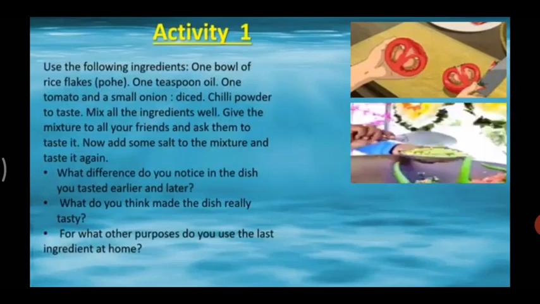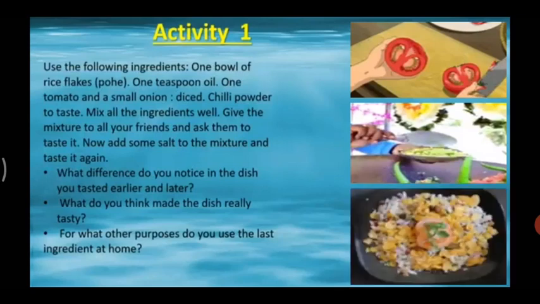Then what you have to do? Mix all the ingredients well. Give the mixture to all your friends and ask them to taste it. First you do not add salt. After they taste it, add some salt to the mixture and let them taste it again. Look at the questions given there.